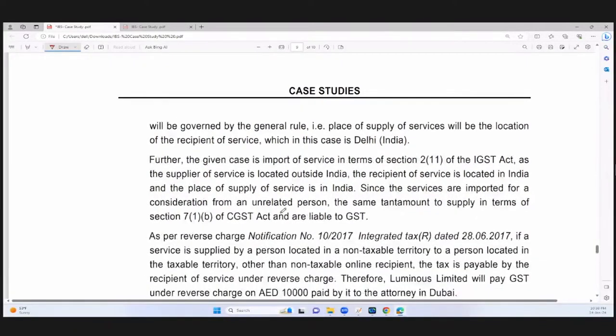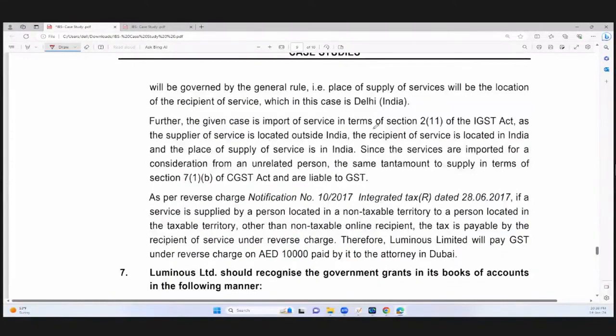Further, the given case is import of service in terms of section 2(11) of clause 11 of section 2 of the IGST Act. As the supplier of services is located outside India, recipient of service is located in India, and the place of supply is in India. Since the services are imported for a consideration from an unrelated person, the same tantamount to supply in terms of section 7(1)(b), kya students? Import of service for a consideration whether or not in the course or furtherance of business.